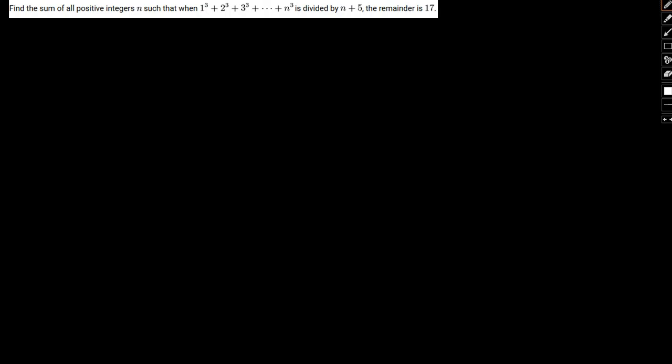Here we have the series 1 cube plus 2 cube plus 3 cube plus dot dot dot n cube. So basically the sum of cubes from 1 to n is given by the formula n square (n plus 1) square by 4. Okay, so when this number is divided by n plus 5, we get remainder 17.